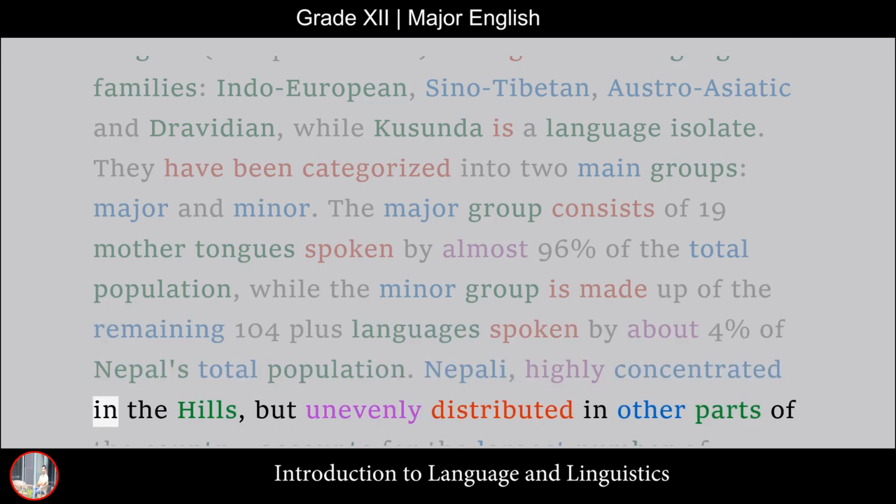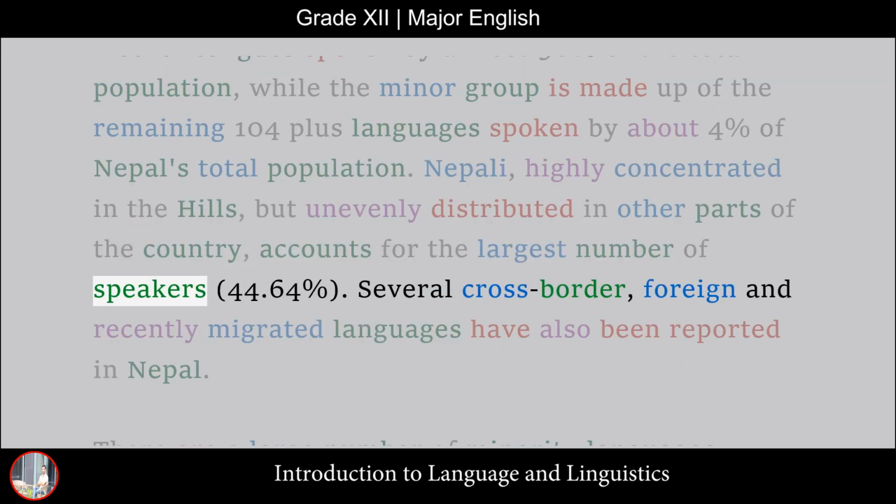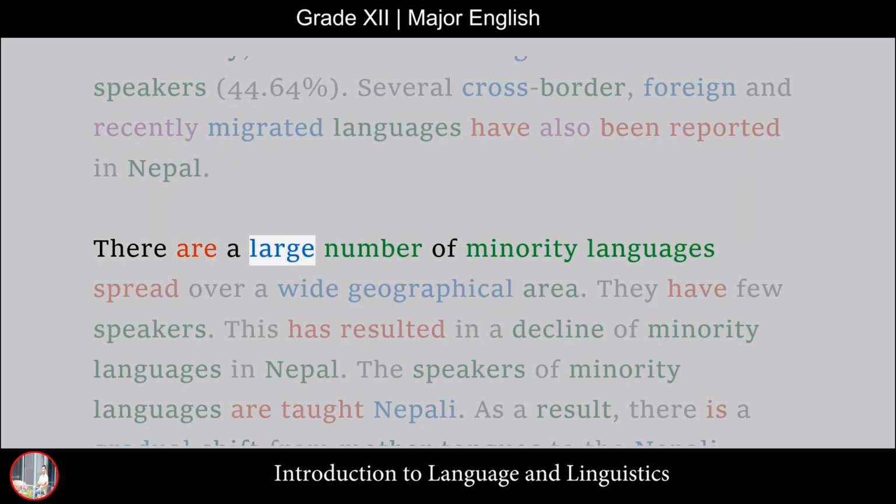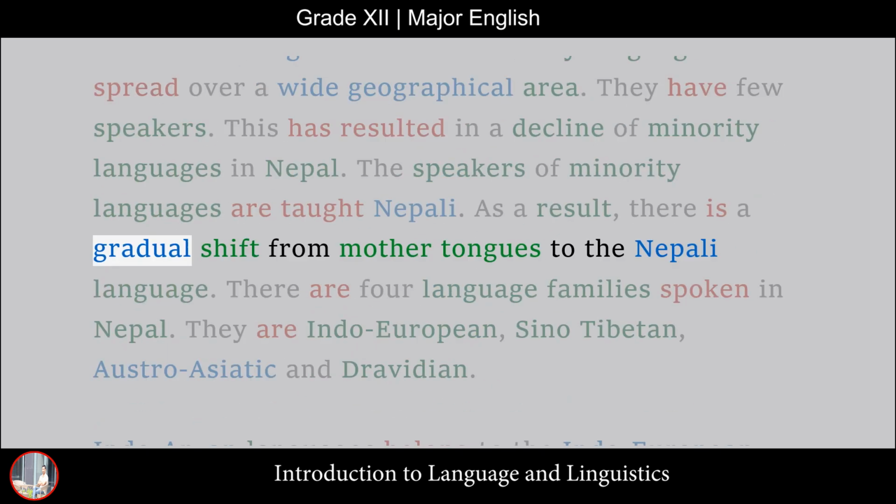Nepali, highly concentrated in the hills but unevenly distributed in other parts of the country, accounts for the largest number of speakers, 44.64%. Several cross-border, foreign and recently migrated languages have also been reported in Nepal. There are a large number of minority languages spread over a wide geographical area. They have few speakers. This has resulted in a decline of minority languages in Nepal. The speakers of minority languages are taught Nepali. As a result, there is a gradual shift from mother tongues to the Nepali language.